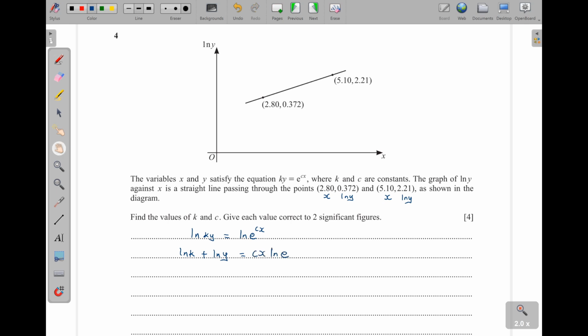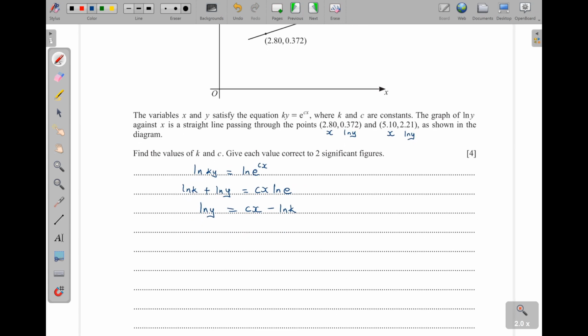Of course, natural log of e is 1, because natural log of e is log base e, and then the e that we are having here is the power. You see that? So if the power and the base are the same, then that logarithm is going to give us a 1. Now, we are making natural log of y the subject. So natural log of y is going to be equal to this cx here, then plus, minus, because this one crosses, okay? When it crosses, it becomes a negative. So minus natural log of k.